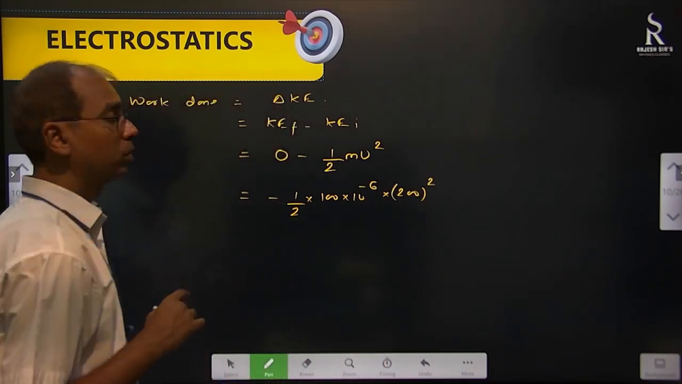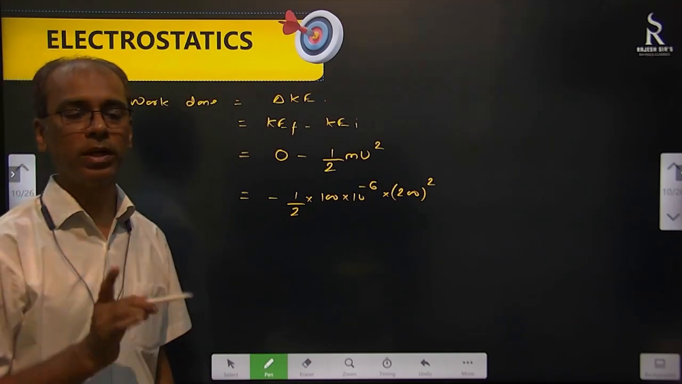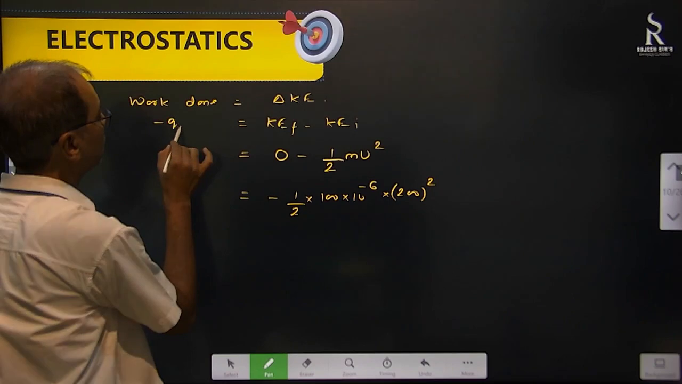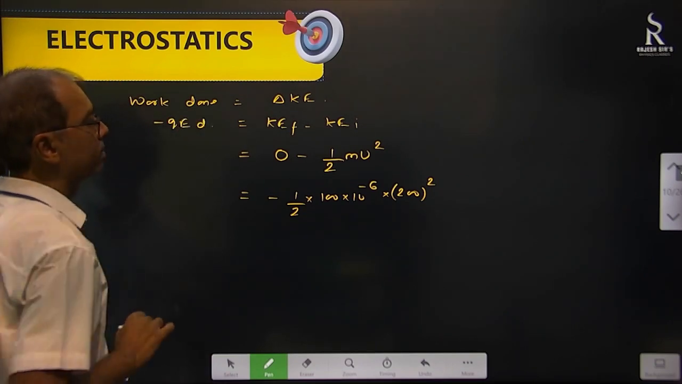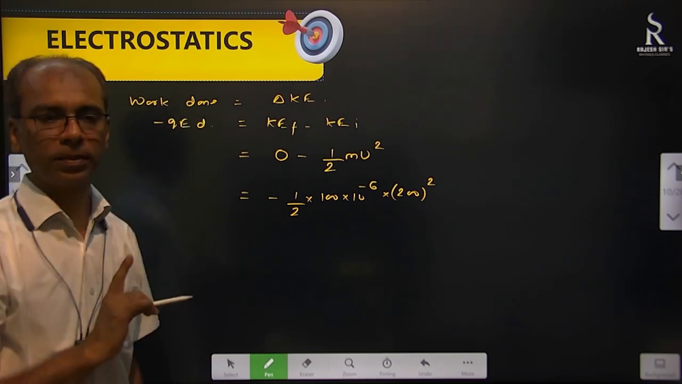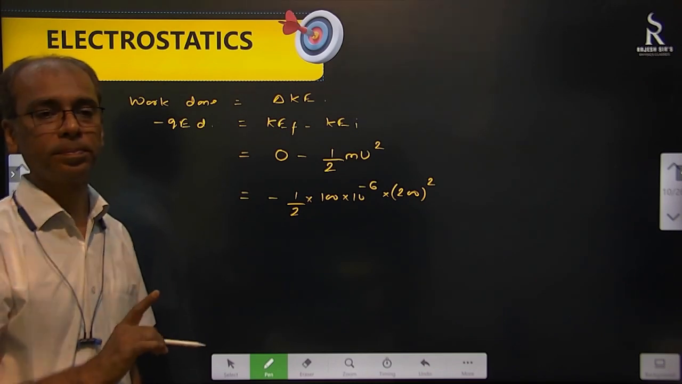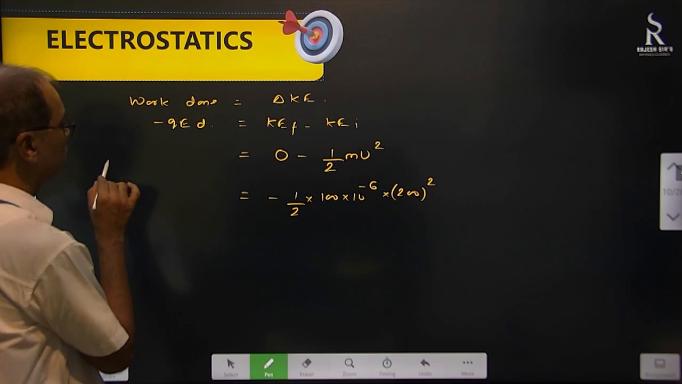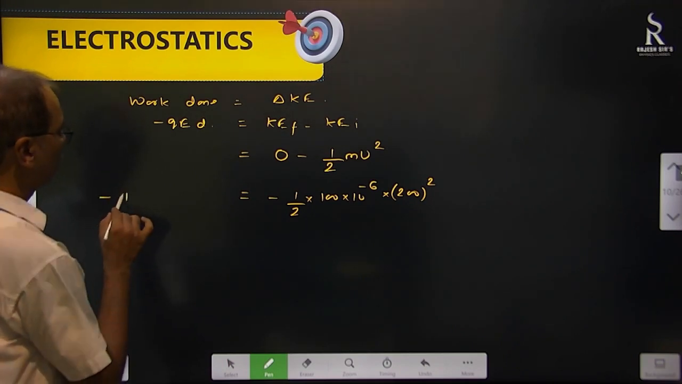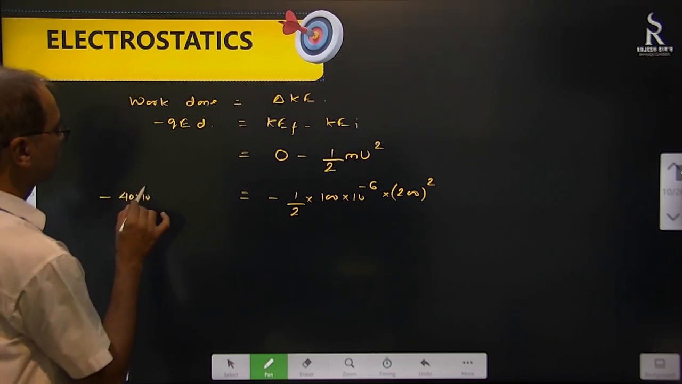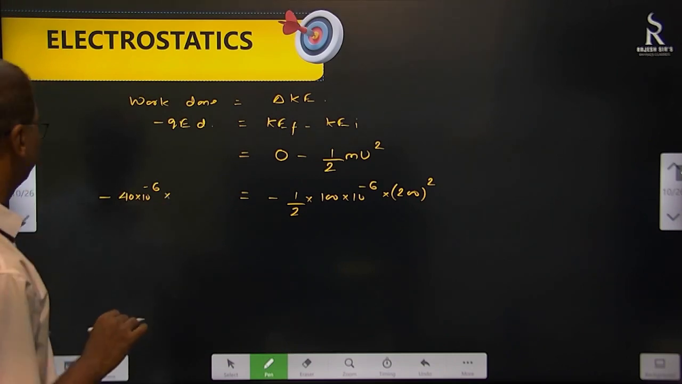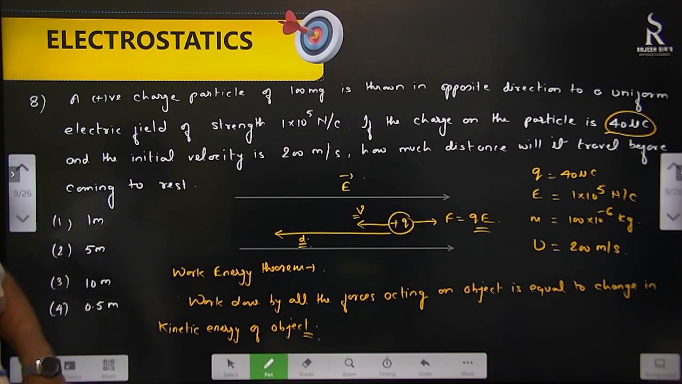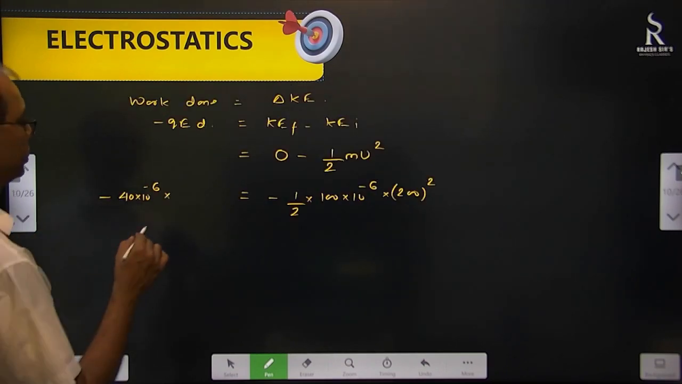Now equal to work done. Who is doing the work? Electrostatic force. Positive, negative? Negative. So minus QE into D. Force is QE and displacement is D. What is Q? 40 microcoulomb. So here we'll write minus 40 into 10 to the power minus 6. What is the electric field value? I think 1 into 10 to the power 5. Yes, 1 into 10 to the power 5.